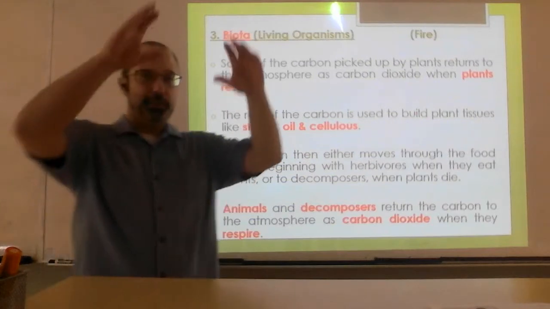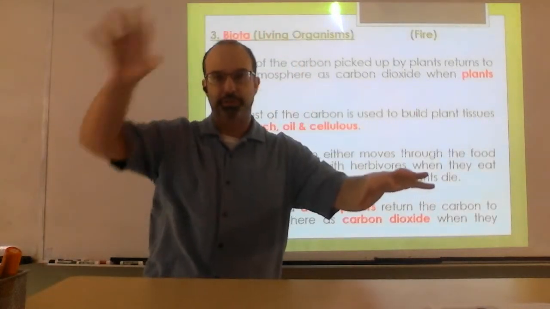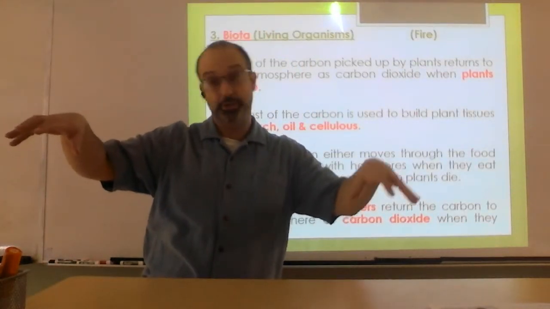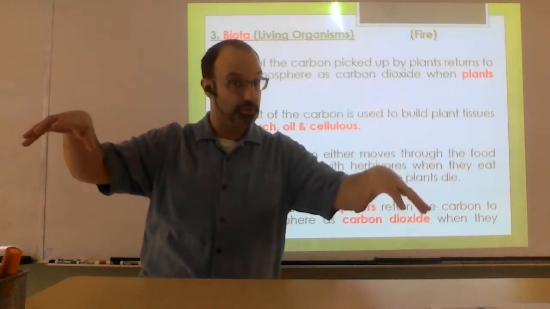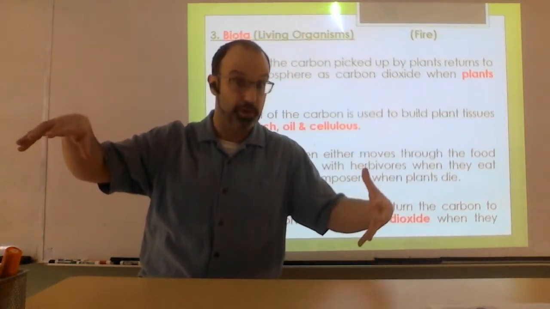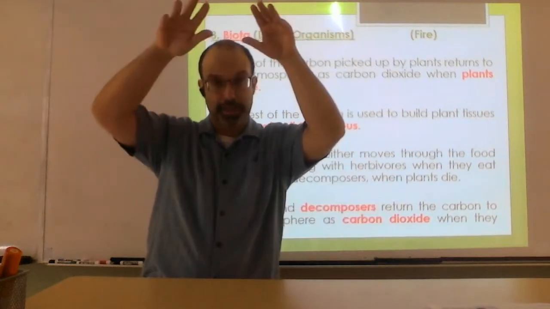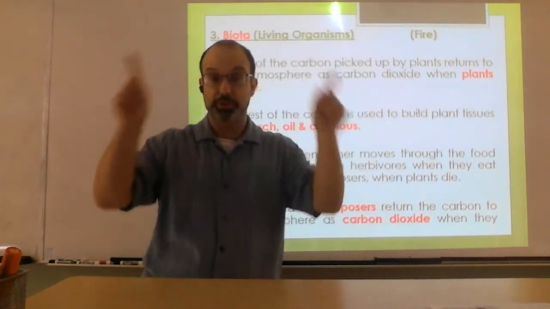So we've got it up in the atmosphere. It can go into the ocean or into living things on land. If it gets in the ocean, it could go back in the atmosphere, or it could go from the ocean into more living things that are underwater. And then they can go back up to the atmosphere. So it's just a cycle. It's just going like this.